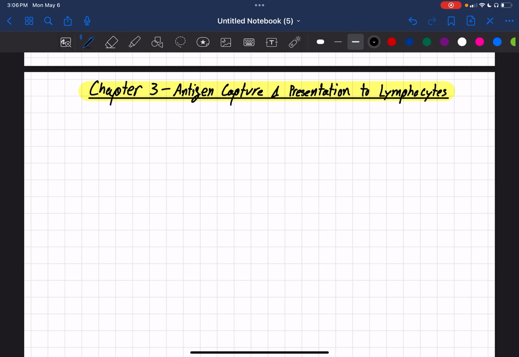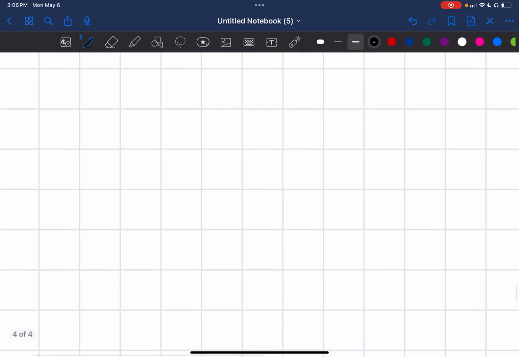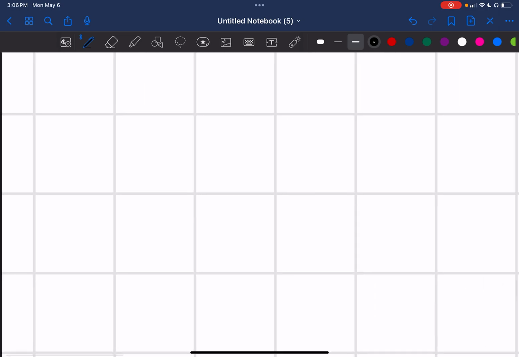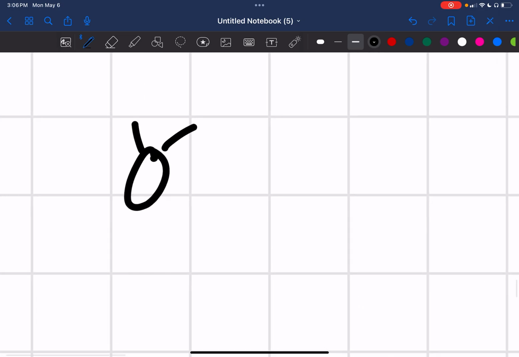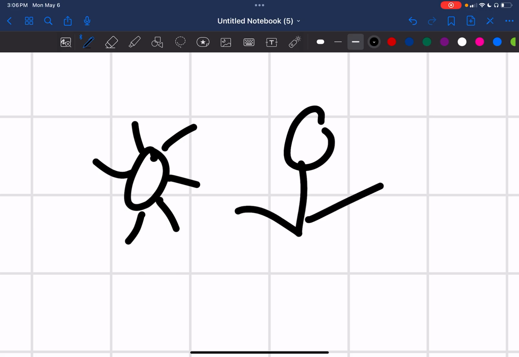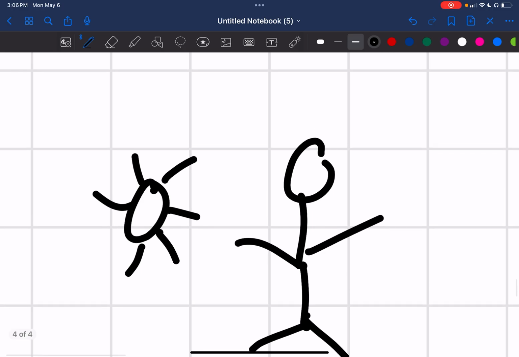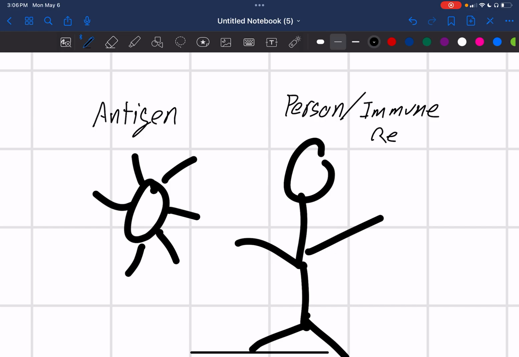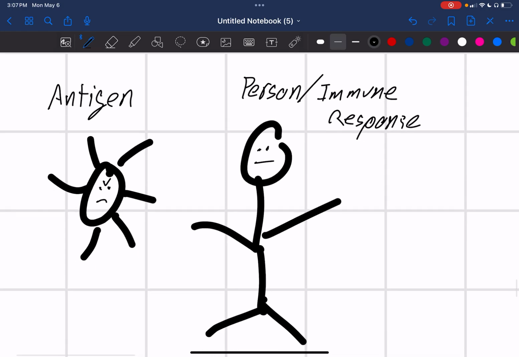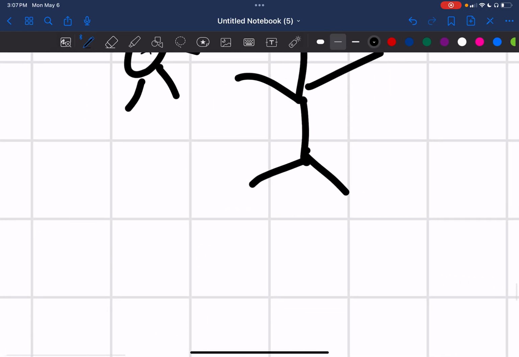So essentially, antigens and immunogens. An antigen is basically any molecule that can be recognized by the immune system. This antigen can then trigger an immune response, right? So it's an antigen, and a person, which has an immune system, and an immune response. Okay, so it essentially can trigger an immune response, and immunogens are also a subset of antigens that can specifically induce an immune response, right?